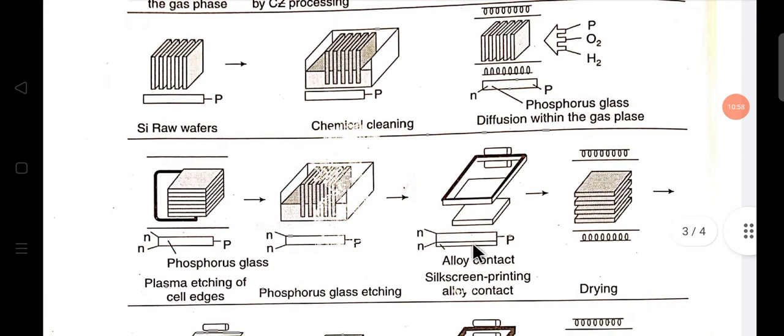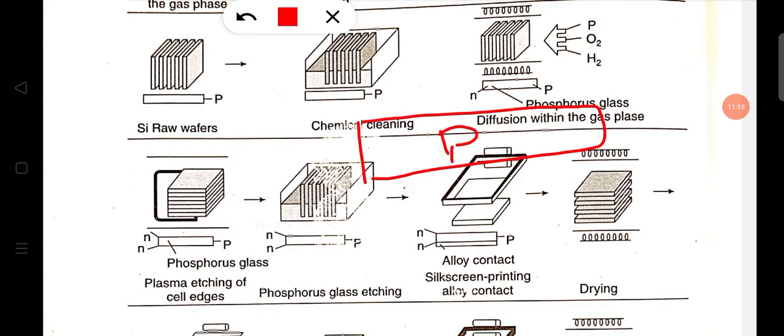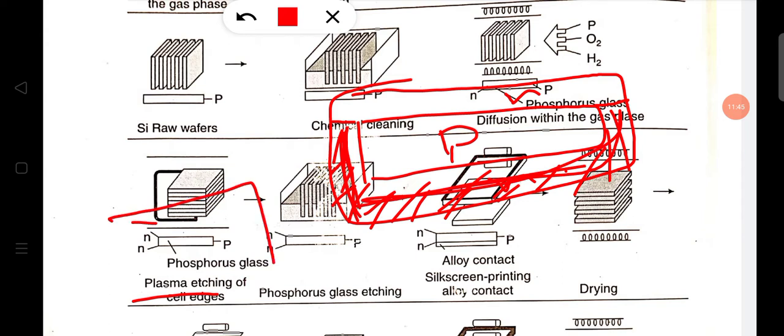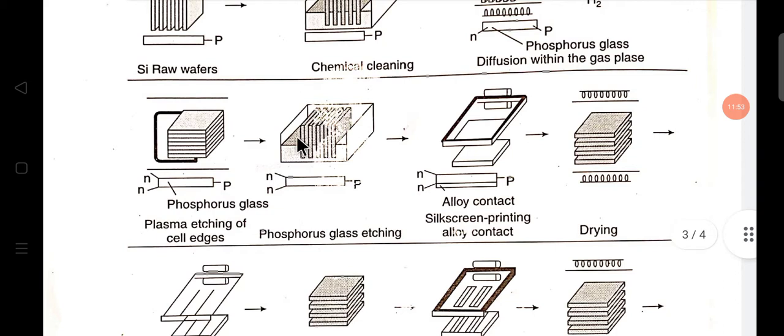Then what happened, the plasma etching of cell edge. See what happened when the phosphorus diffusion is done: this is P type material, then the deposition of phosphorus is around that P type material, which is N type material. We need only one side of that N type. This is not wanted or desired. So the plasma etching etched or cleaned this part, and we get our P, then we get our N. So that is what happens in plasma etching of the cell edge.